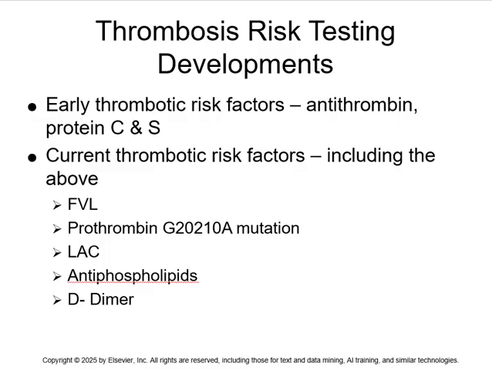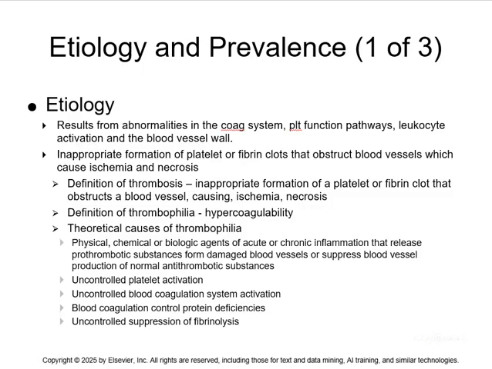So the current factors that we have now are factor V Leiden mutation, the prothrombin 20210A mutation, lupus anticoagulants, antiphospholipids, and D-dimers, which is one of the big things that we actually will run into to give us a risk for thrombosis. So what is the cause of all this?